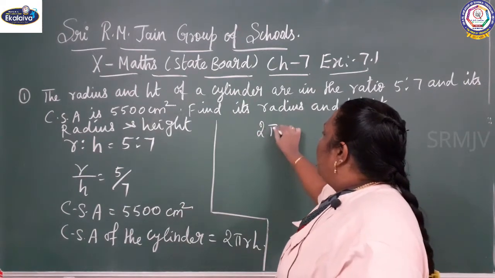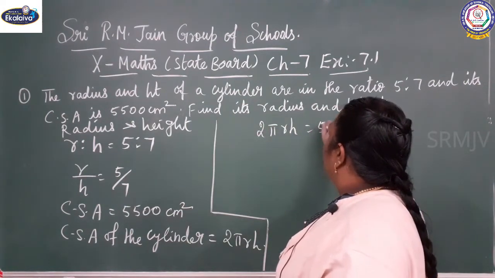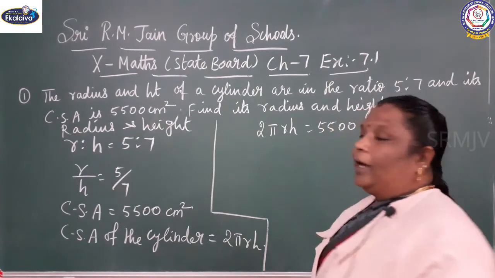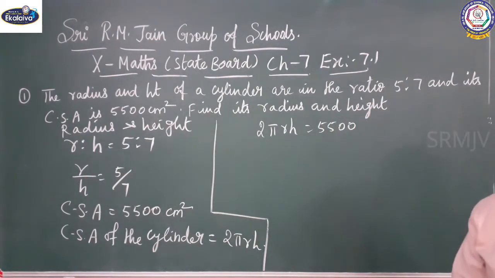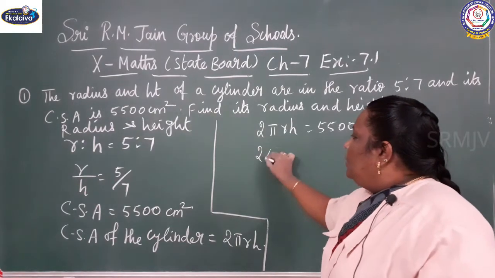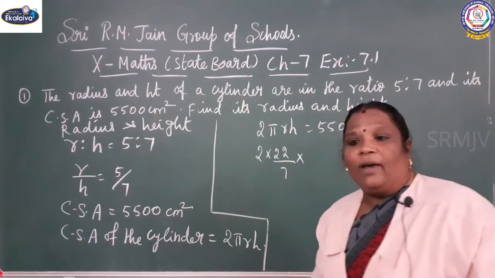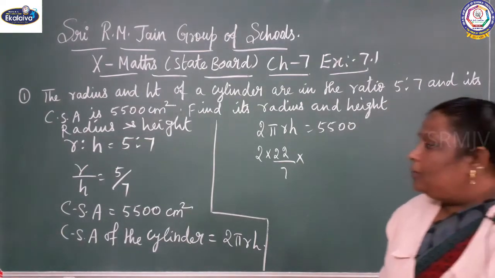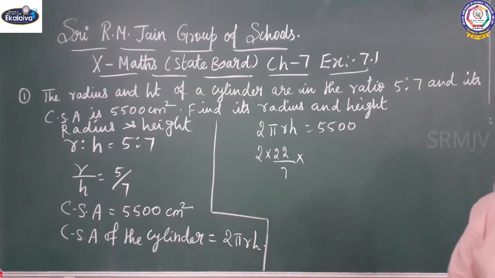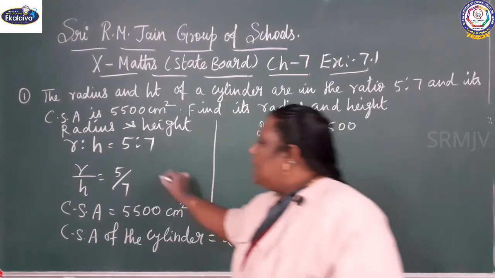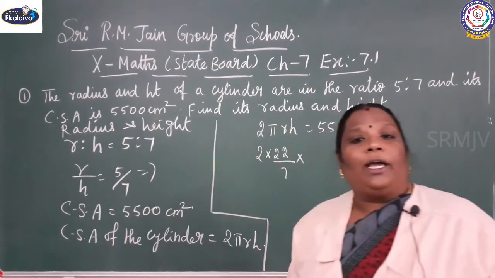2 pi r h equal to 5500. 2 into 22/7 into R into H equals 5500. What is the value of R? They are in the ratio R to H equal to 5 by 7. So you can take it as R by H equal to 5/7.